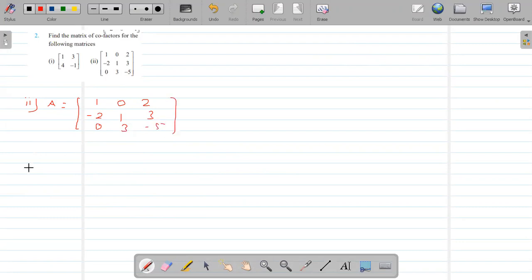So we will be starting with the first element, which is 1. Now look very carefully. Can you tell me the position of this element? First row, first column. Okay, very simple. Now tell me, if this is the first row, first column, what is the remaining part here? The remaining part is this entire part, right? Now 1, 3, 3, minus 5, right?